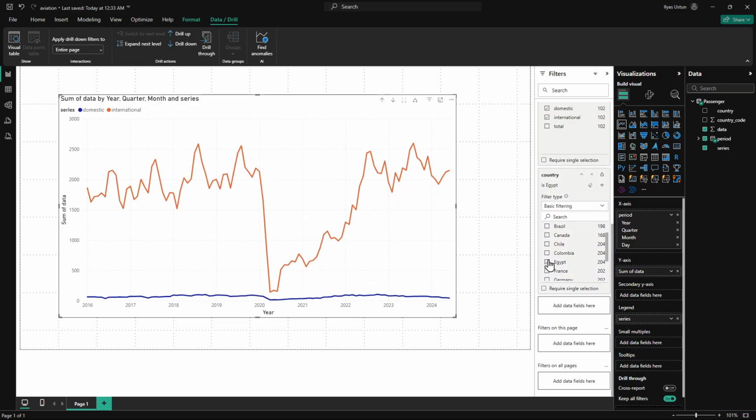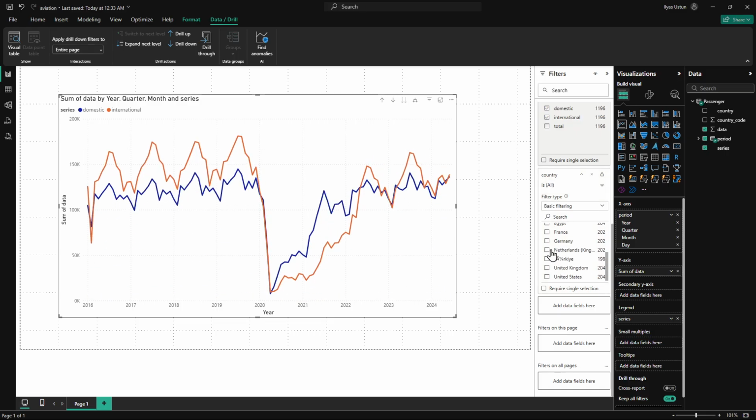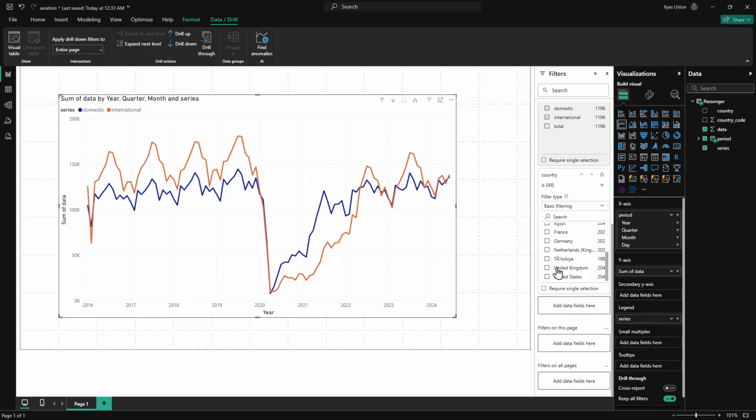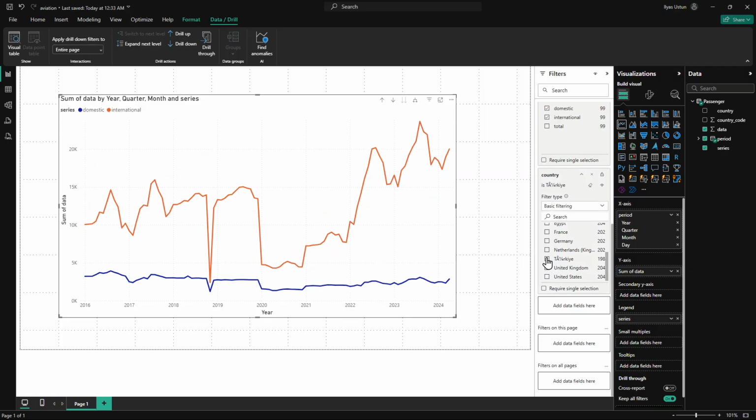Egypt. Okay, not many domestic flights happening there. Netherlands, I would assume... Yeah, domestic flight is super low. The Netherlands is such a small country with a very good public transport and train network, so domestic travel there is mostly by train. If it is not done by car, people will use the train. Let's take a look at Turkey. Yeah, there are some domestic flights there, definitely, but the majority of the flights are international.